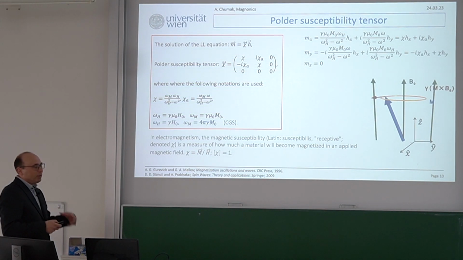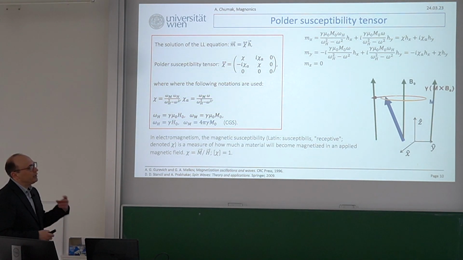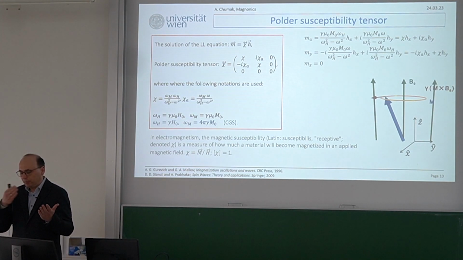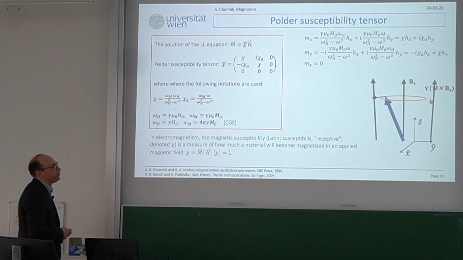And here you apply an alternating field, so it's AC susceptibility, alternating susceptibility, and it shows you how your material reacts to the applied microwave field or applied alternating field. But the unit of chi is still the same, it's unitless.